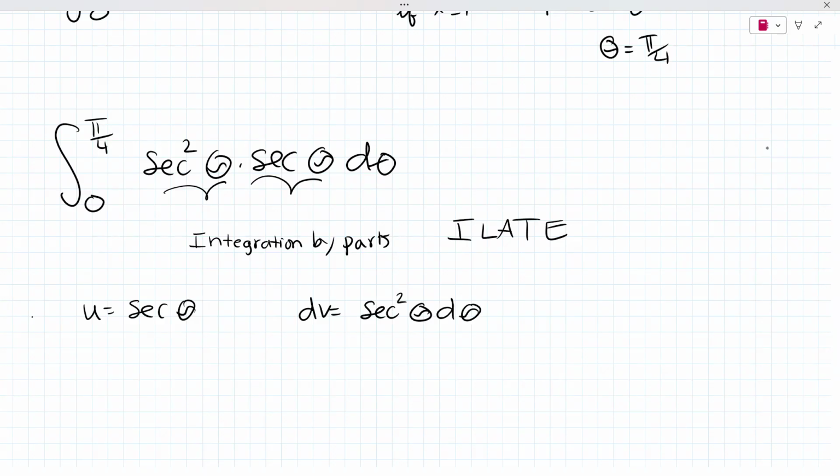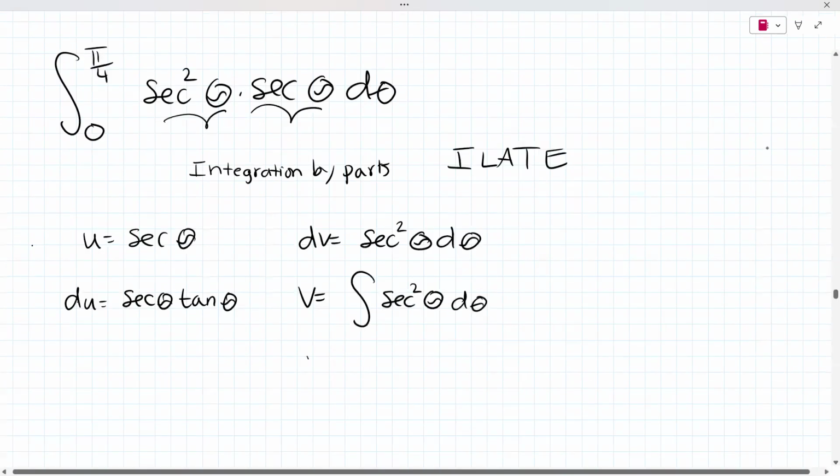And my du is going to be the derivative of secant theta, which is secant theta tan theta. And my v is the integration of secant square theta d theta. And what is the integration of secant square theta? That is just tan theta. So v equals tan theta.